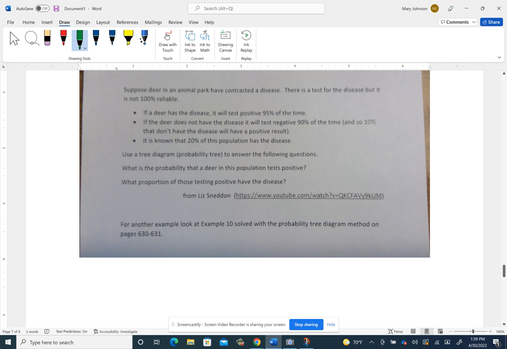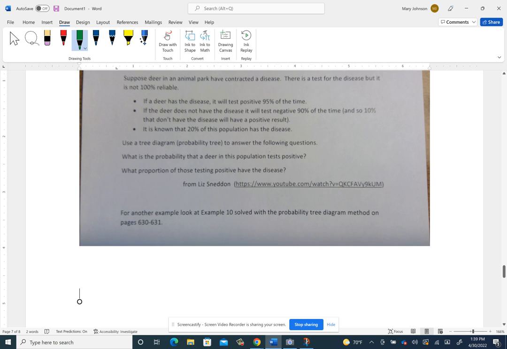Here we have deer that have contracted a disease. There's a test for it, but it's just not 100% reliable. So we have deer that are diseased and those that aren't, and then we've got all these statements that we have to consider. The question was to use a tree diagram to answer the following questions. What's the probability that a deer in this population tests positive? And then what proportion of those testing positive have the disease?